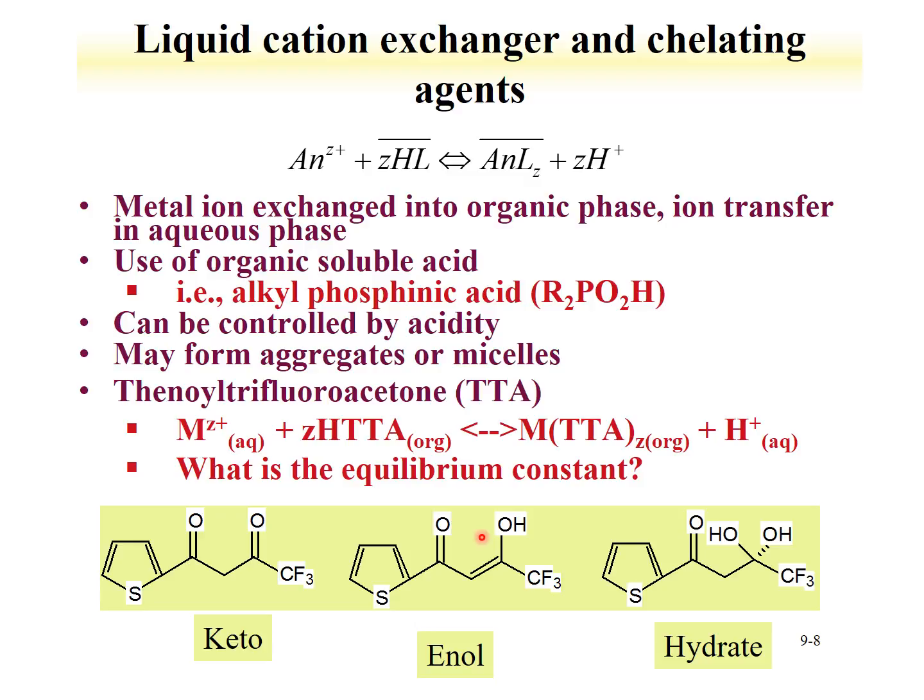With something like TTA, we can control the extraction by acidity, and if you look into the literature, the ability to extract metal ions is a function of pH, so you can have a way of achieving separation between metal ions in different oxidation states. Now these compounds may also have a tendency to form aggregates or micelles, and we'll give an example of aggregate or micelle formation when we discuss third phase in terms of tributyl phosphate.